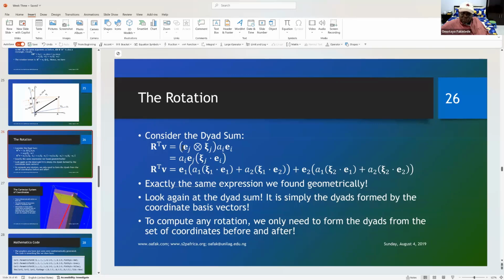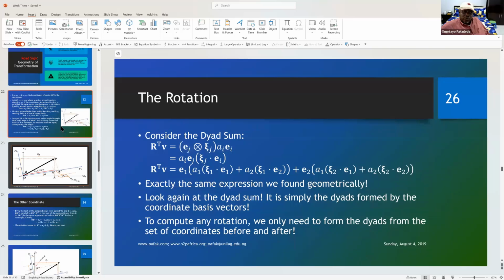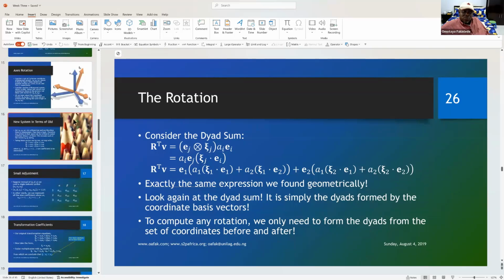So the transformation tensor between two autonomous systems, if you are moving from E to xi, is simply E circle times xi. So, I'm sorry, the transpose of it is E circle times xi.